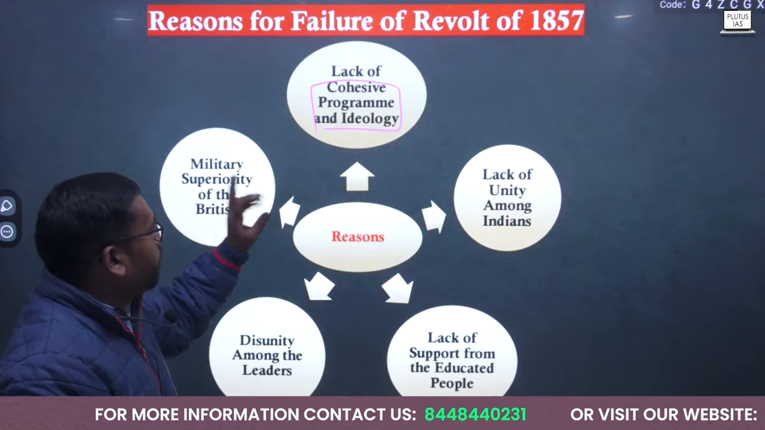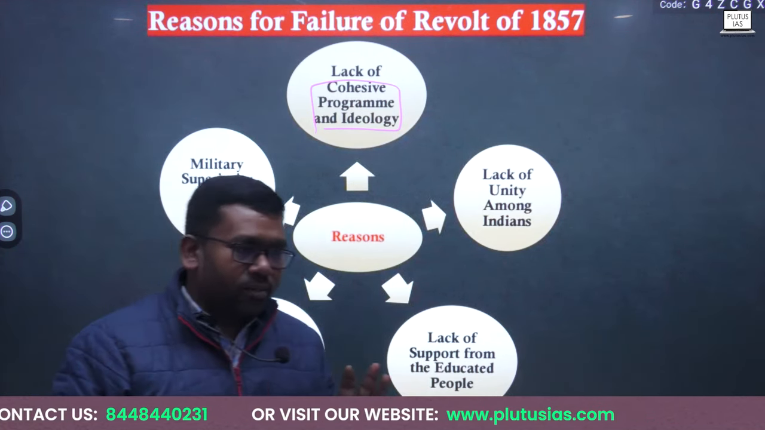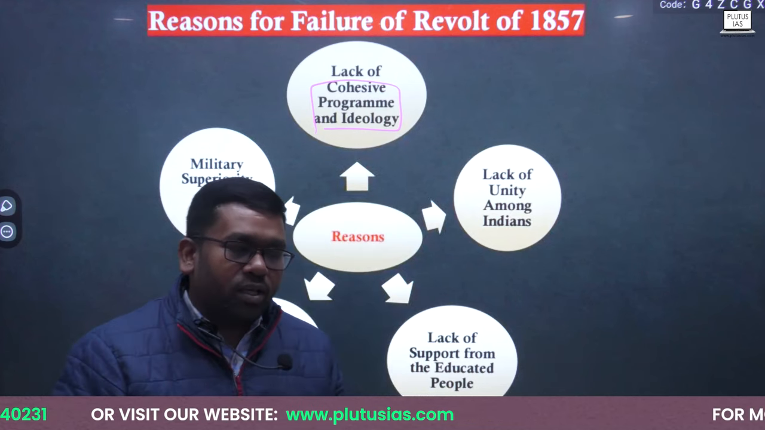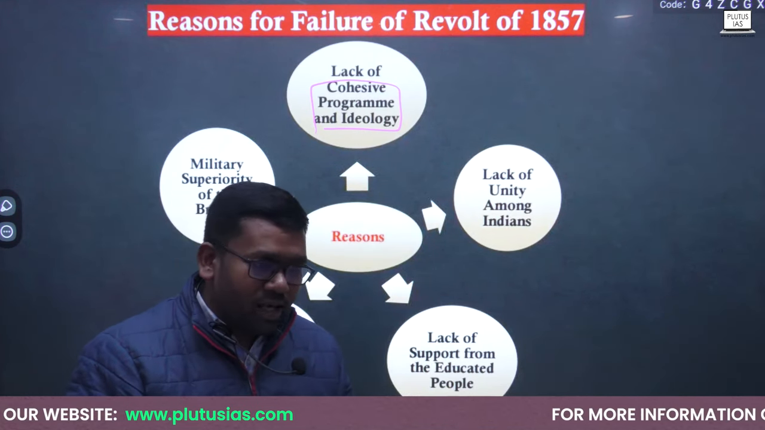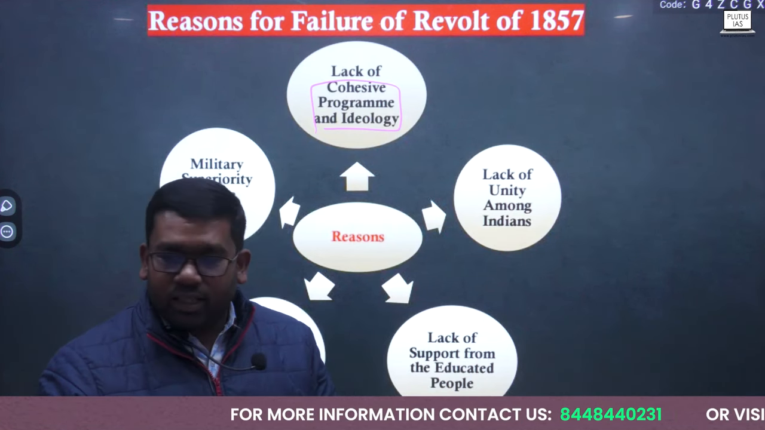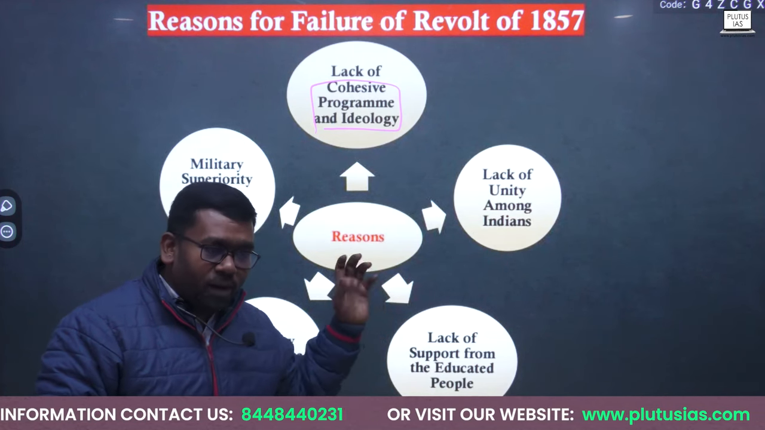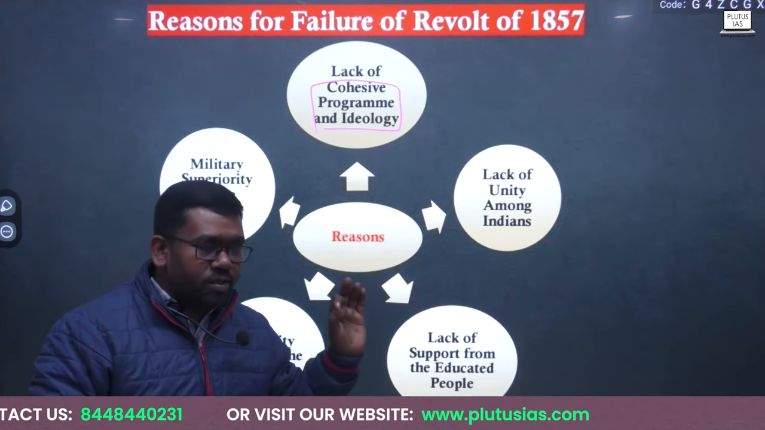There is a lack of clear program, right? How did we not have a cohesive program? Because who were the rebels? They were mutineers. Who were the leaders? They were deposed rulers, right? There is no enlightenment. They are not well-read persons. All those who were leading were deposed rulers or zamindars. So these people were not educated. So they had no cohesive program.